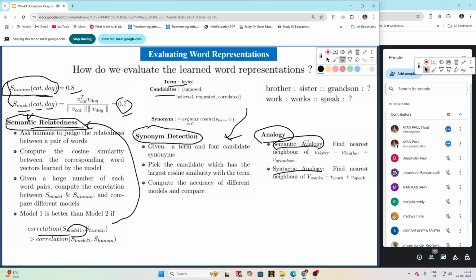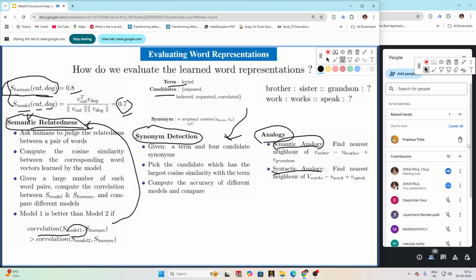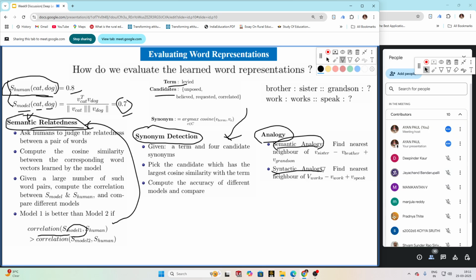wherever we are doing the analogy based on meaning, is known as semantic analogy. Another type of analogy is known as syntactic analogy. Syntactic means how the words or letters are arranged. By that analogy we will judge or evaluate our model.